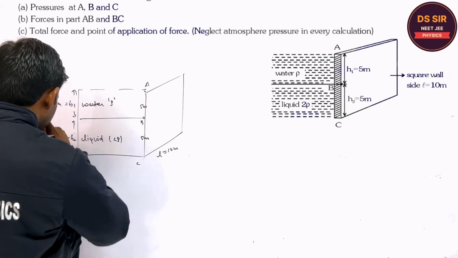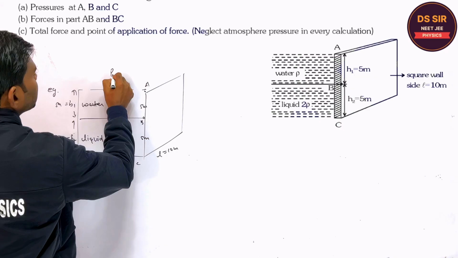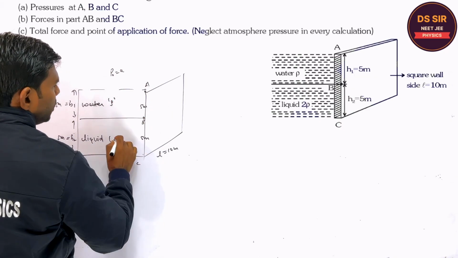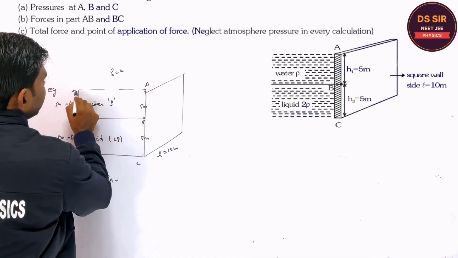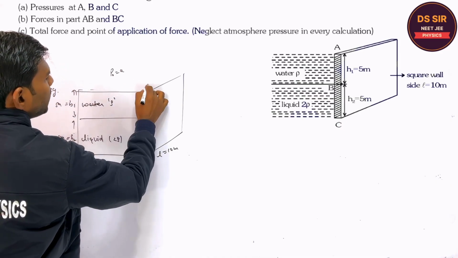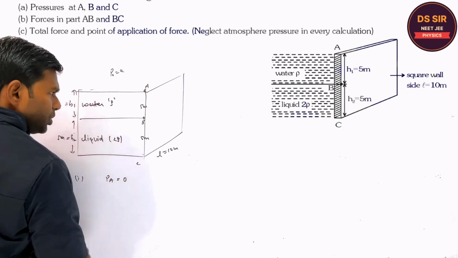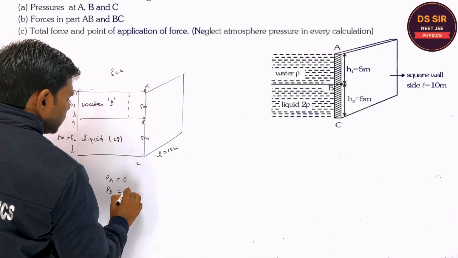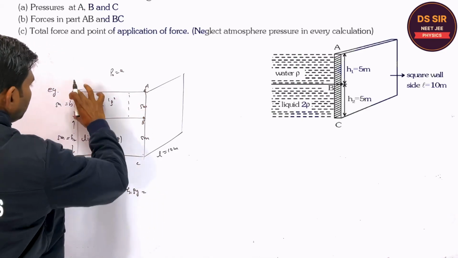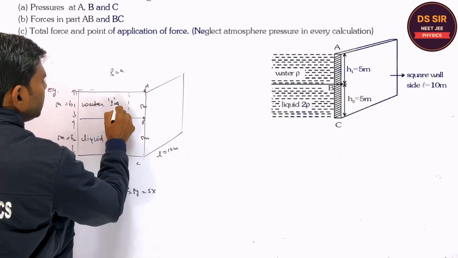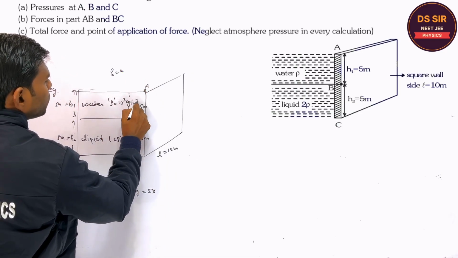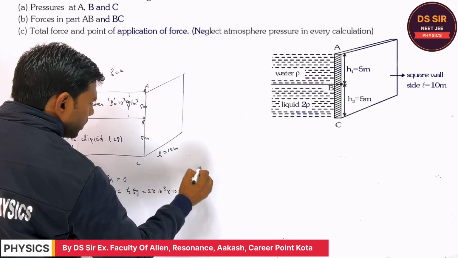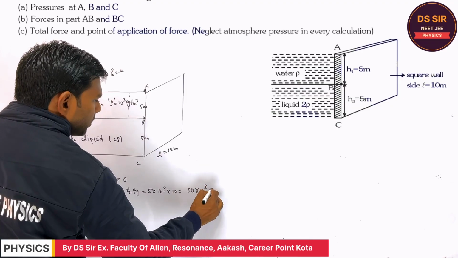In part A, atmospheric pressure is assumed to be 0. They are asking for the pressure at A, B and C. So what is the pressure at A? Because the height is 0, the pressure at point A will be 0. What about B? The pressure at B is equal to h1 rho g. What is h1? h1 is 5 meter. Density of the water is 10 to the power 3 kg per meter cube, and g value is 10. So 50 into 10 to the power 3 Pascal, or Newton per meter square.